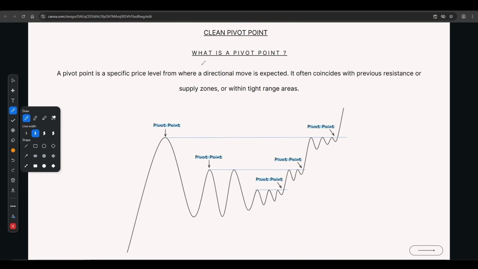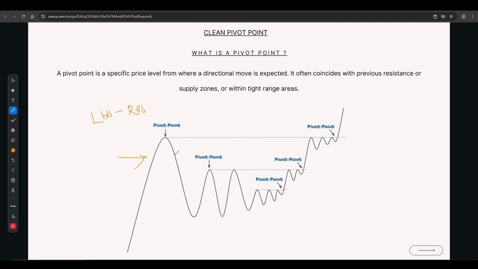Now first of all, what is a pivot point? A pivot point is a specific price level from where a directional move is expected. It often coincides with previous resistance or supply zones or within tight range areas. Now this point is very similar to our LHS and RHS, right? How? Because whenever the price moves up significantly, it will face a climax point and the selling pressure will increase and people will start booking their positions.